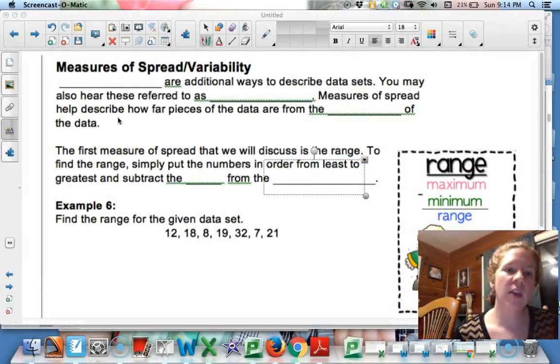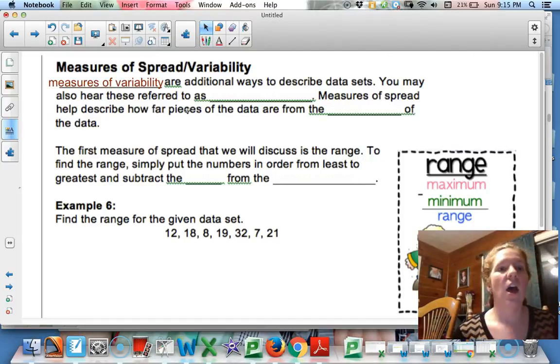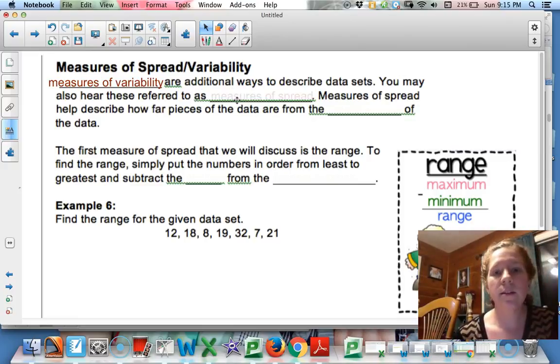Measures of spread and variability are another way that we describe data sets. I typically say measures of variability. That's probably what you heard in middle school. Mr. Thomaswick tends to say measures of spread, and that shows up more in high school. They mean the same thing, though. I'm not sure why we've got two different words, but basically it's a way of describing how far the pieces of data are from that center.